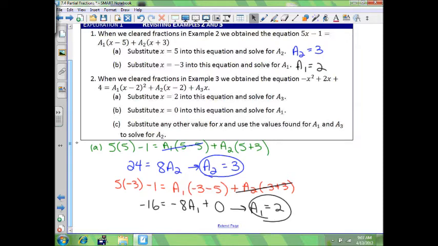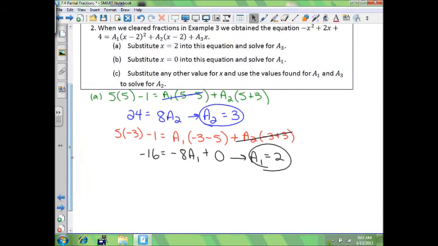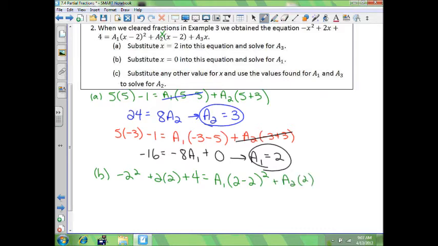Now, when we do it for number 2, there is a little bit of a change, a little bit of a typo on my part. There should be an x in between here. So for part B, we'll have negative x squared. We're going to put 2 in for x, so negative 2 squared plus 2 times 2 plus 4 is equal to a sub 1 times 2 minus 2 squared plus a sub 2 times 2 times 2 minus 2 plus a sub 3 times 2.